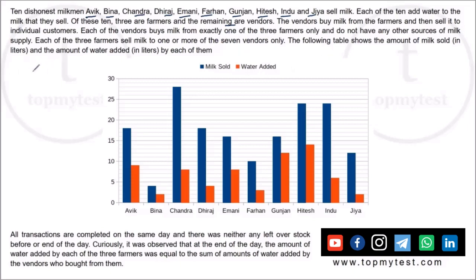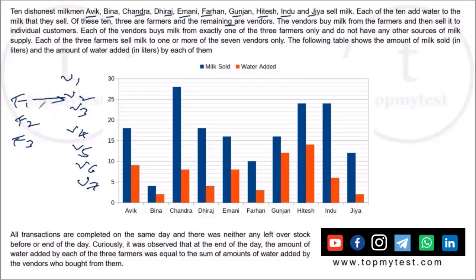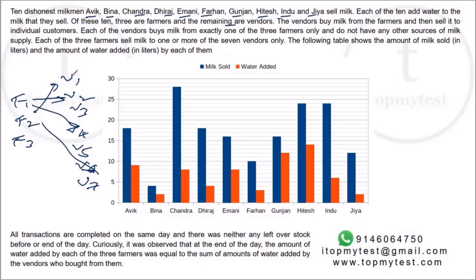So you have 3 farmers, F1, F2, F3, and you have 7 vendors, V1, V2, V3, V4, V5, V6, V7. So a farmer can sell to multiple vendors, but a vendor cannot buy from multiple farmers. That's what it says. So suppose farmer 1 sells to V2 and V4. Now farmer 2 cannot sell to V2 or V4. He might have to go to V1 and V6. Once this is done, F3 will have to go to the other 3. So each vendor can buy from only one farmer, but a farmer can sell to multiple vendors.